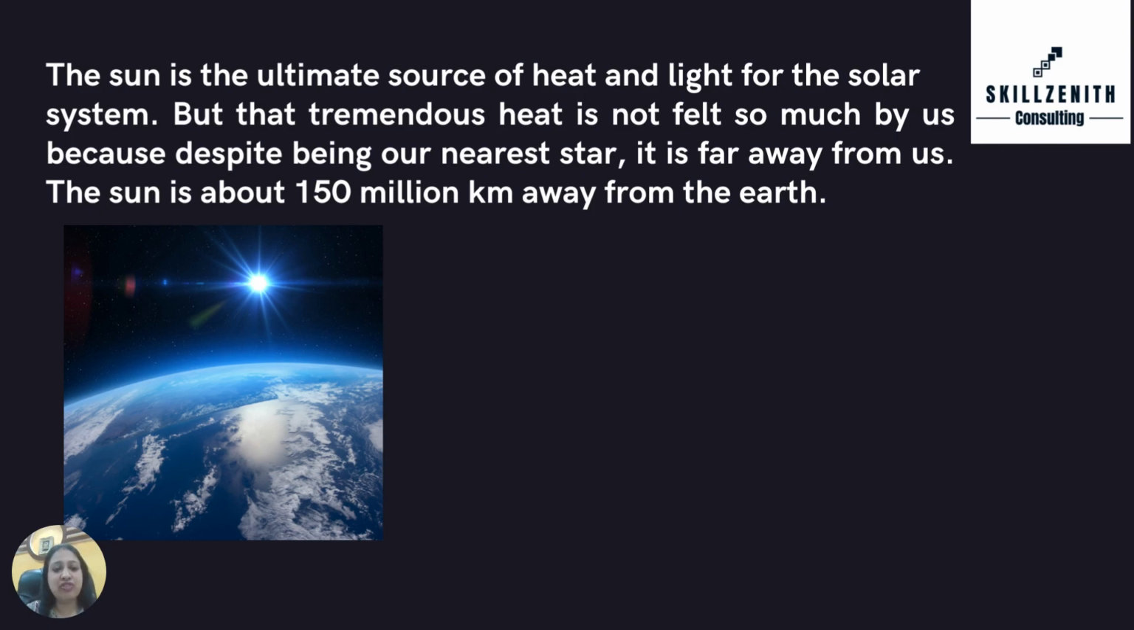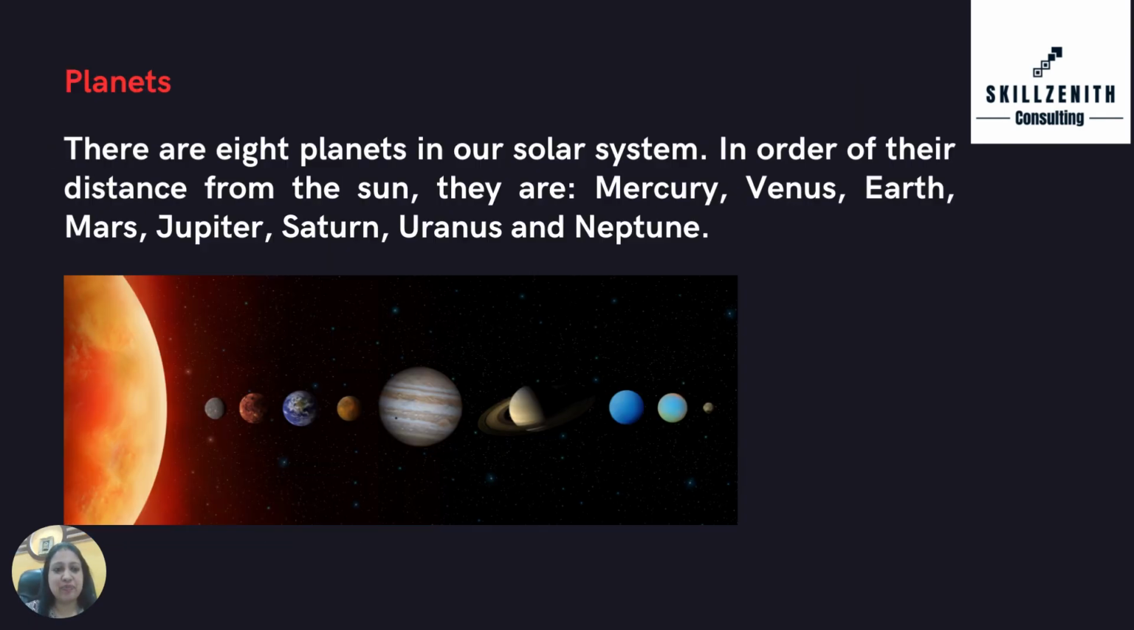So how far is the sun? The sun is about 150 million kilometers away from the Earth. So that's how far our nearest star, the sun, is.